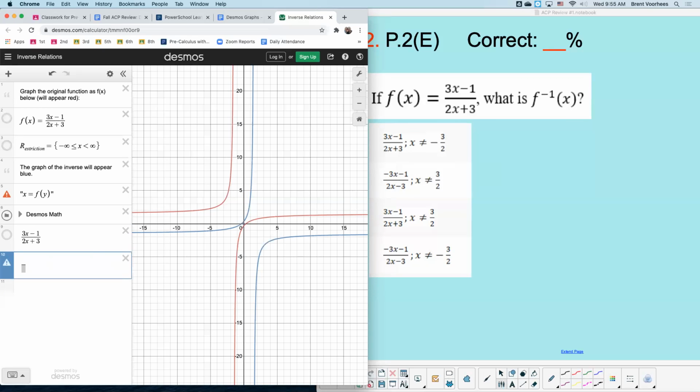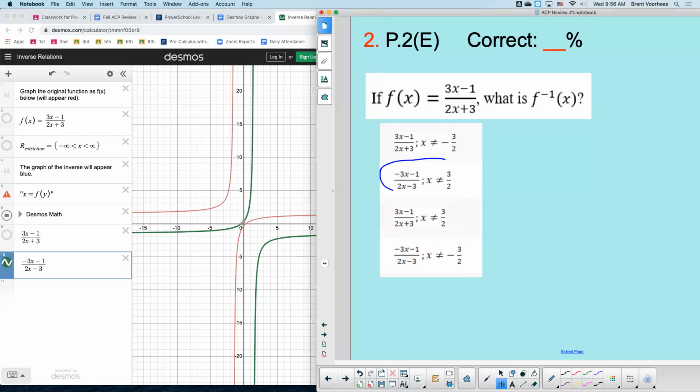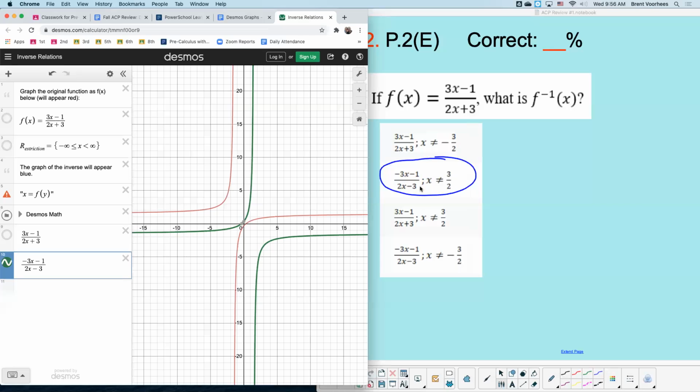Okay, let's try part B. Negative 3x minus 1 over 2x minus 3. Does this overlap? Yeah. So this one's going to be the answer right here. That's going to be correct. I'm going to go ahead and work through.